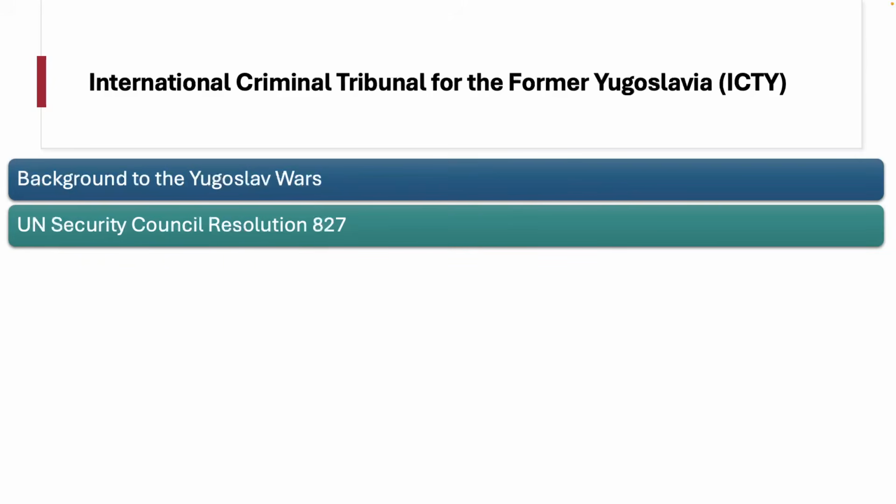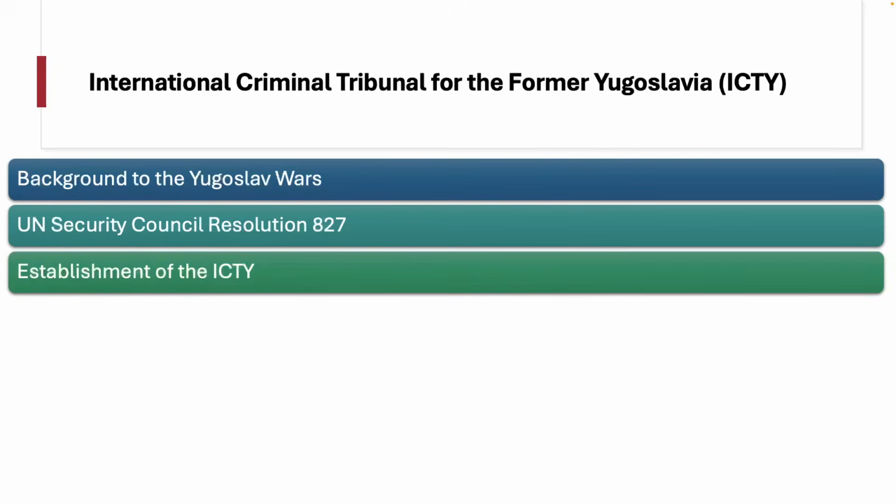According to 827, under the powers of Chapter 7 of the UN Charter, we see the establishment of the International Criminal Tribunal for the former Yugoslavia, the ICTY. This was one of the first major international tribunals to try international crimes since the completion of the trials at Nuremberg and Tokyo all the way back in the 1940s.